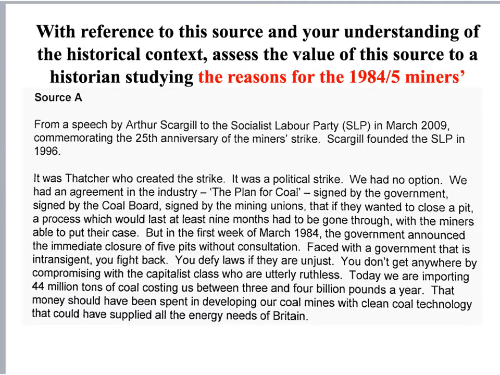So in a way, this reduces its value a little bit because of the actual event that Scargill is at when he's giving this speech. He's talking to a home crowd. He's perhaps exaggerating things. He's founded the Socialist Labour Party, so he's speaking to a socialist audience who like to hear about capitalism being evil, that sort of stuff. So that does take away from the source a little bit.